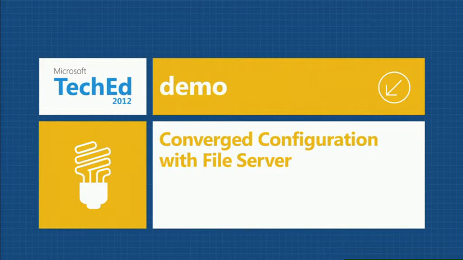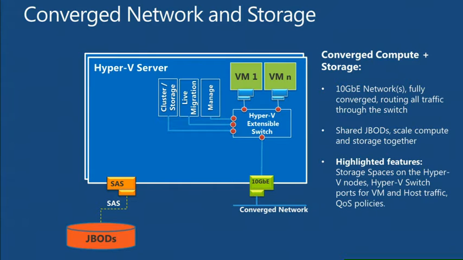Okay, so that was that config. Let's talk about the next option. The next option goes with the approach of scaling compute and storage together, and let's just put everything into a single cluster. Let's not create a separate file server cluster. Instead, let's have the Hyper-V cluster be directly connected through SAS to JBODs, and let's play with that.